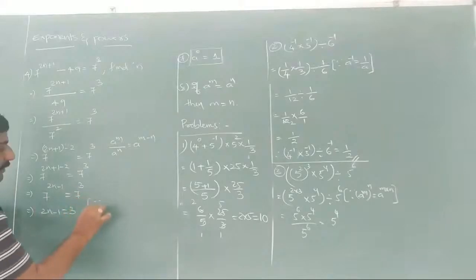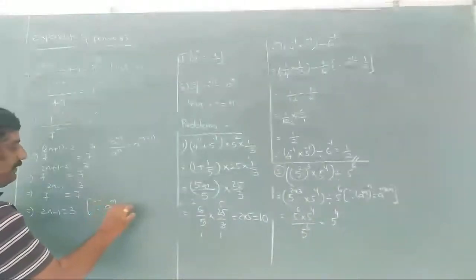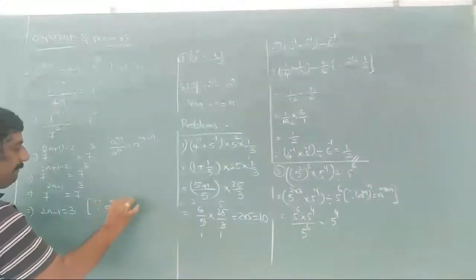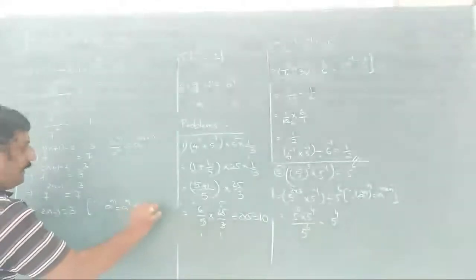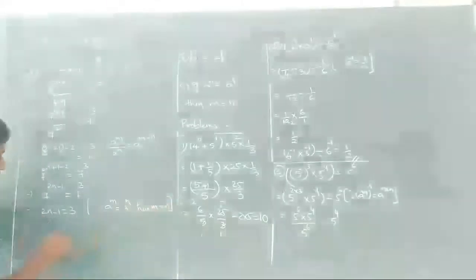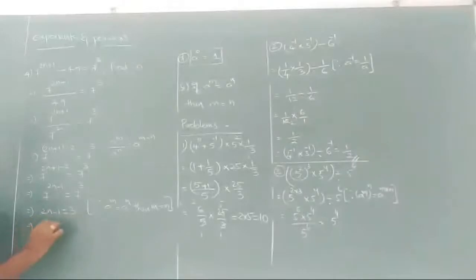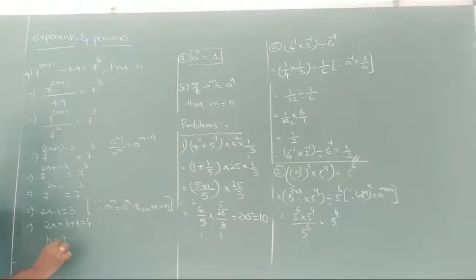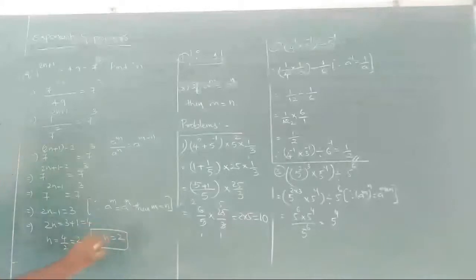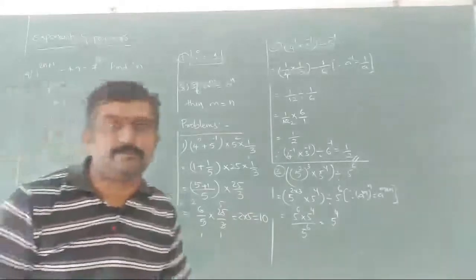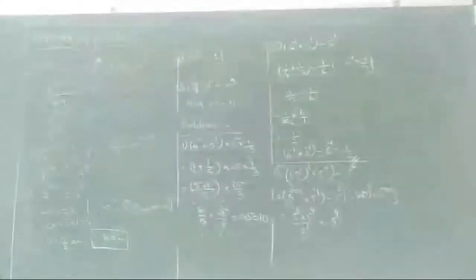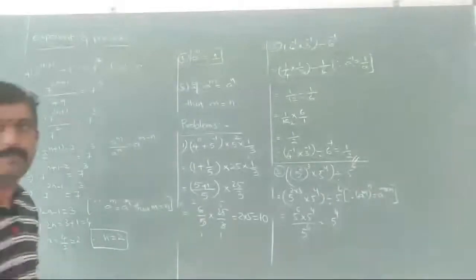By which formula are we writing now? a to the power of m is equal to a to the power of n, then m is equal to n. Send minus 1 to that side: 2n is equal to 3 plus 1, nothing but 4. And n is 4 by 2, nothing but 2. So therefore, the n value we are getting is 2.